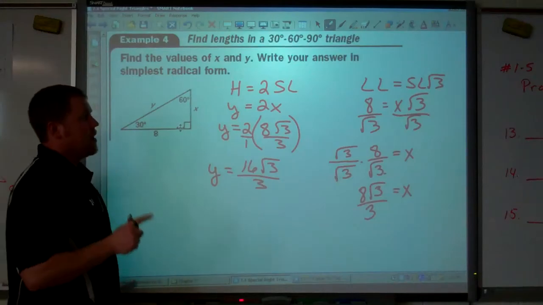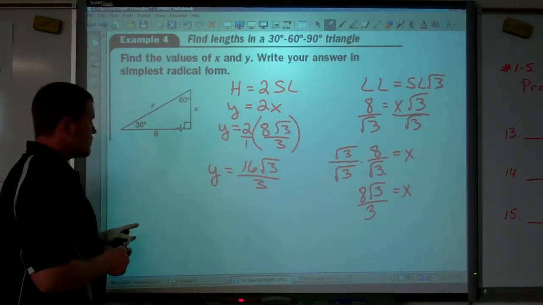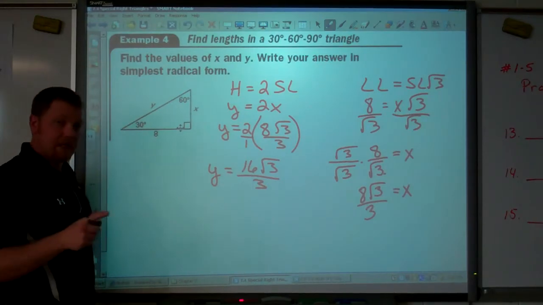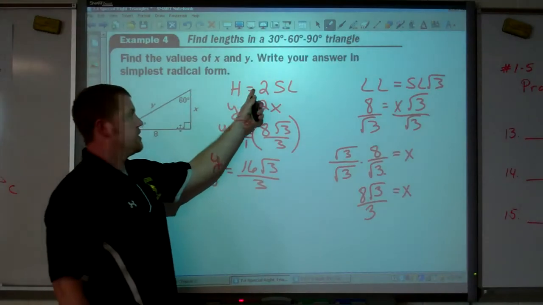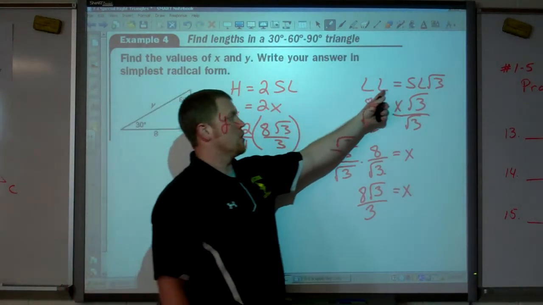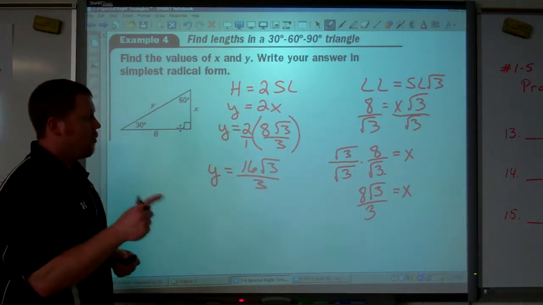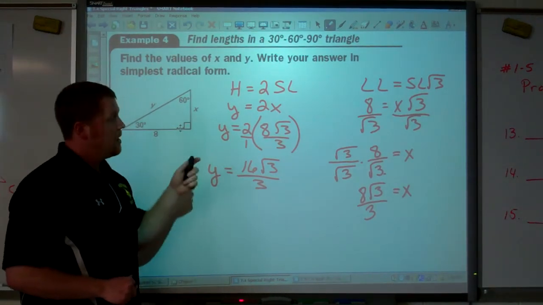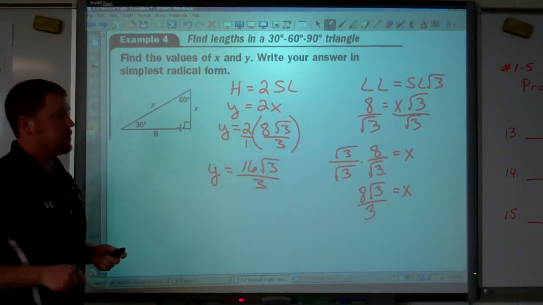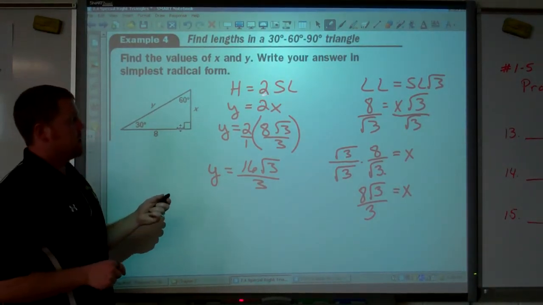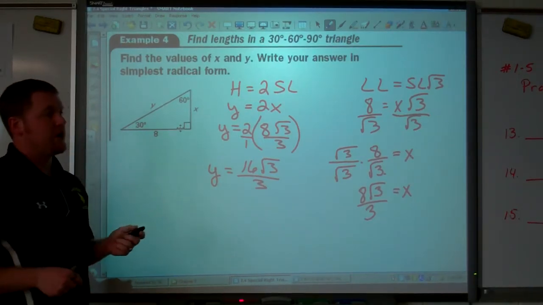Alright, so we have the 45, 45, 90 triangle, in which the hypotenuse equals the leg times the square root of 2. And we have a 30, 60, 90 triangle. Hypotenuse equals 2 times the shorter leg. The longer leg equals the shorter leg times the square root of 3. So you have 3 equations, one for the 45, 45, 90, and 2 equations for the 30, 60, 90 triangles. These are special right triangles because these relationships will always hold for these specific triangles.